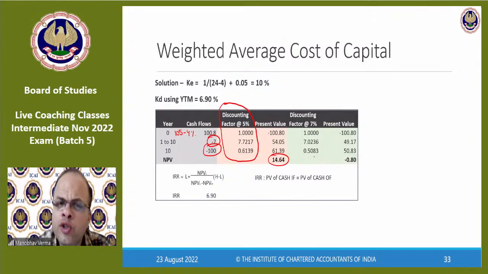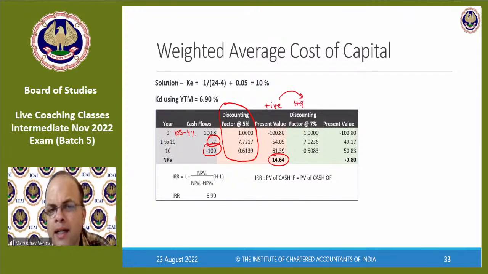So should I take the next rate as a higher or a lower? If I'm getting a positive NPV, the next rate has to be a higher one, higher than 5%. We move on.